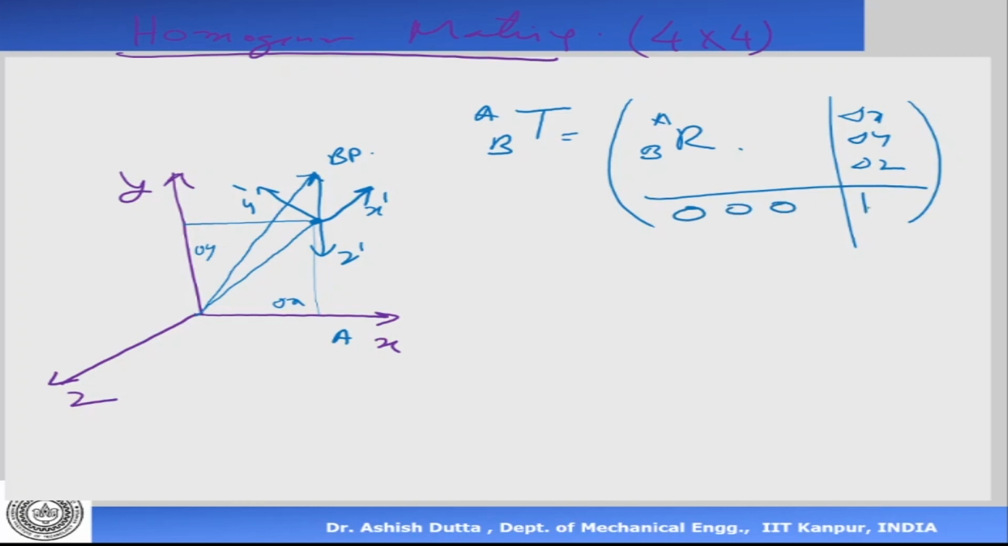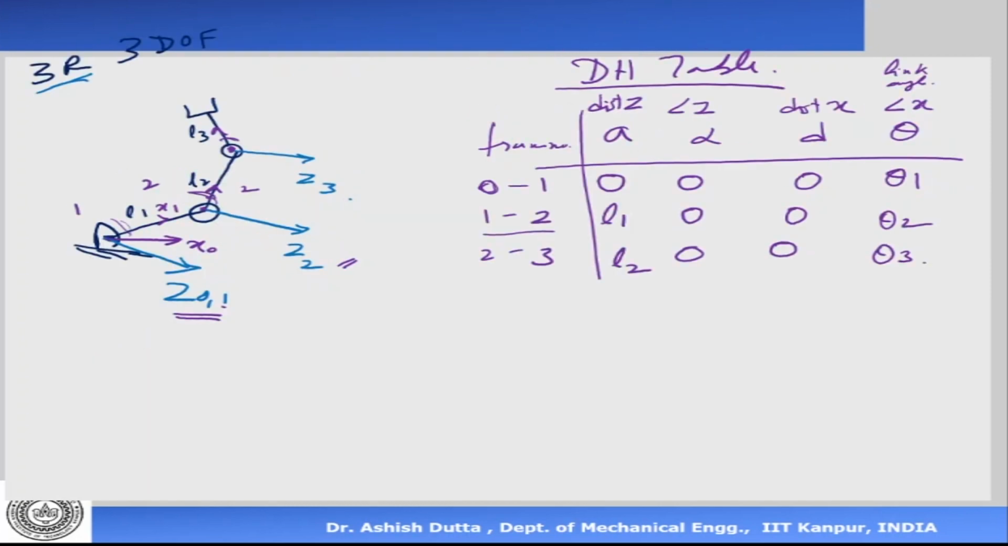Okay, so this is the one that gives us the relationship between two frames. In this case it is B with respect to A. So going back, I have to find what is the first matrix T. Let me say there are three transformation matrices: T0 to 1, then T1 to 2, and then T2 to 3, right? So let us write down the matrix and see what it looks like, and then we'll find a way of systematically writing it.